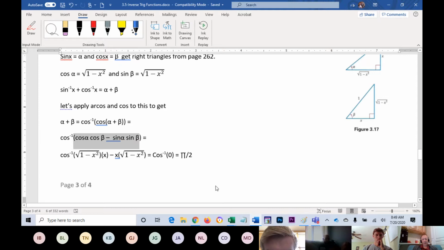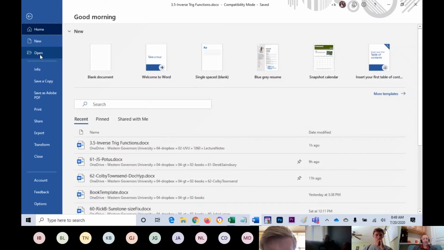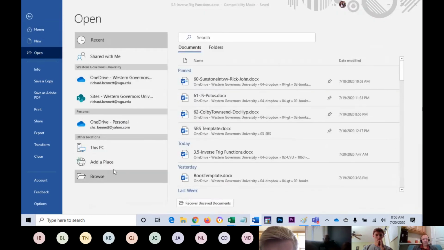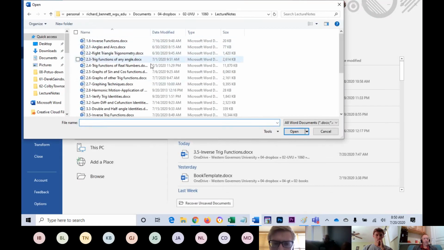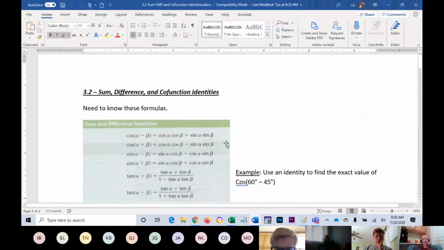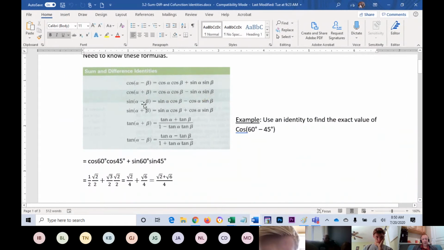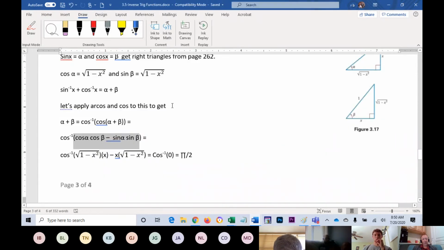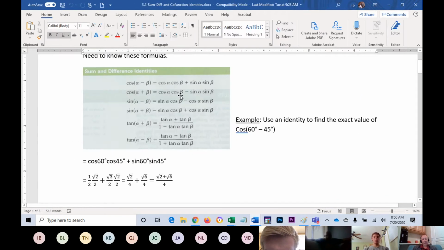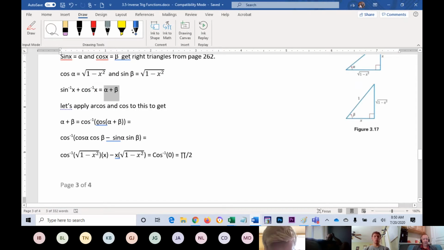Because that's the one that we know. If we go back to our identities, let me go back. Let me open up another one here. The sum and difference cofunction identities. So remember, this is the one we're using here. And so we've got an alpha plus a beta. So if we do the inverse cosine, then that. If we take the cosine of this, I guess you could do it with the sine as well. We just did it with the cosine.